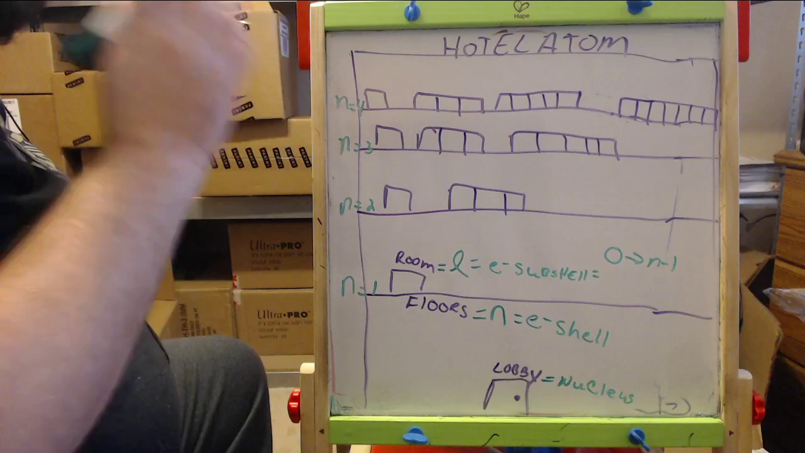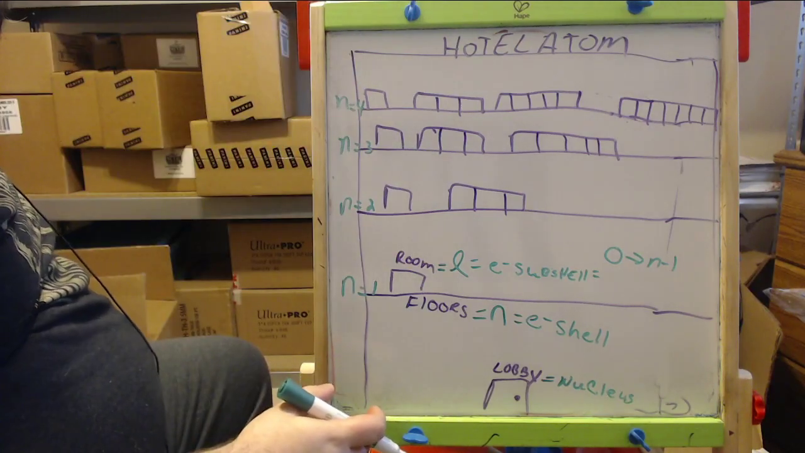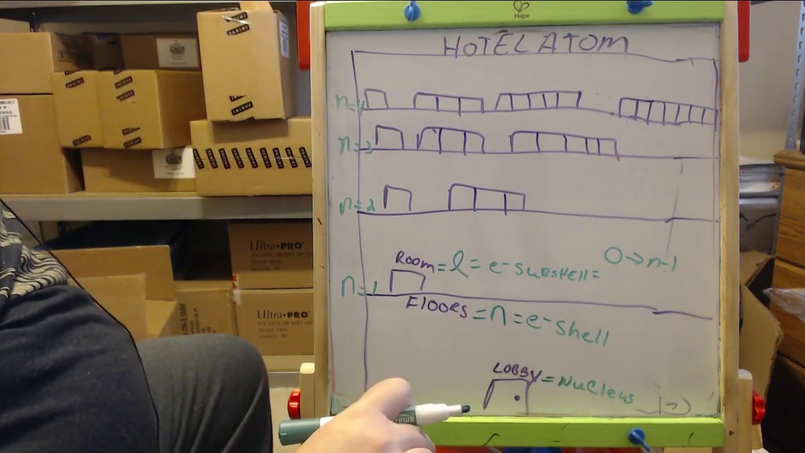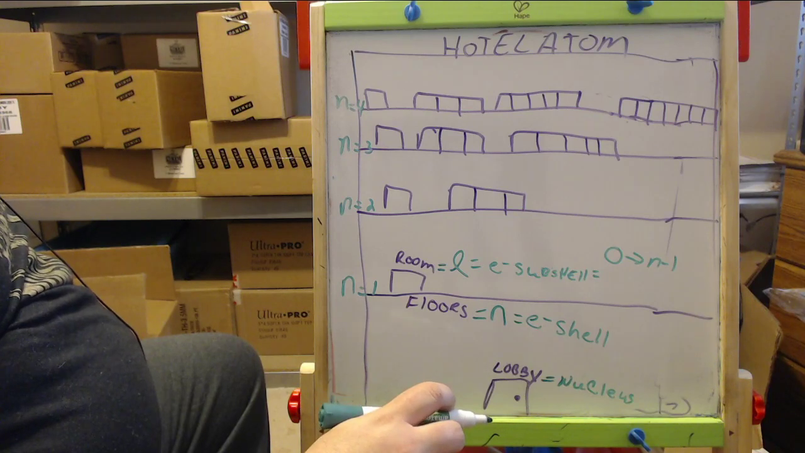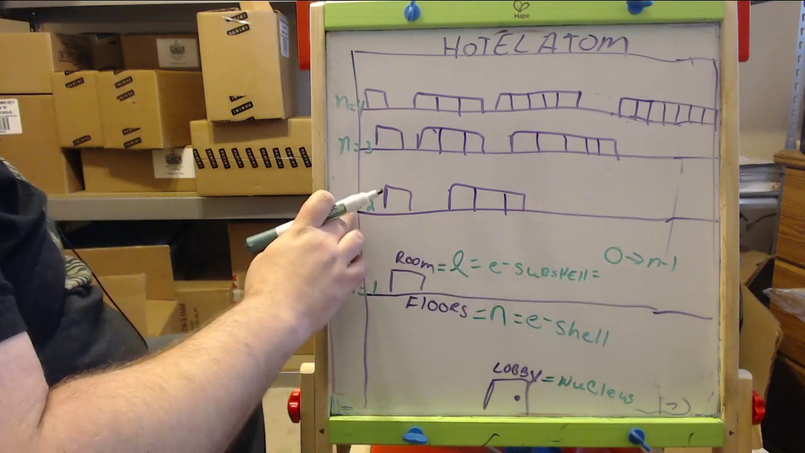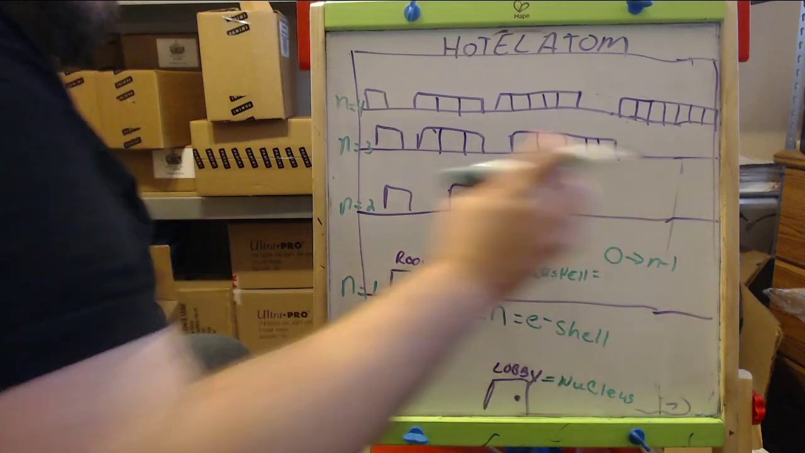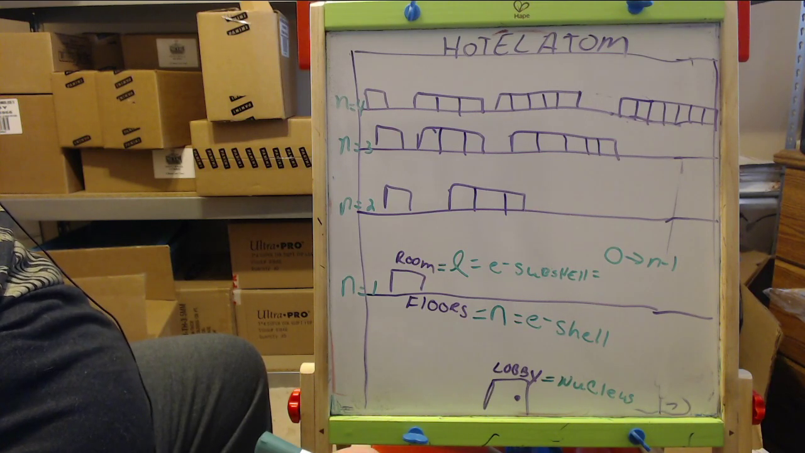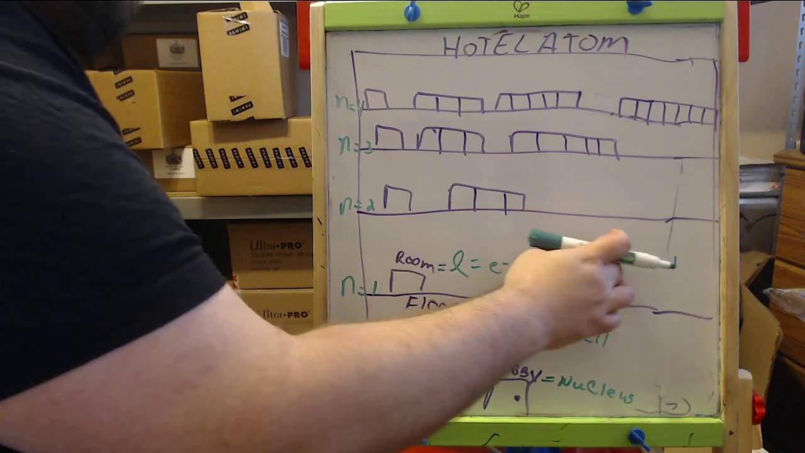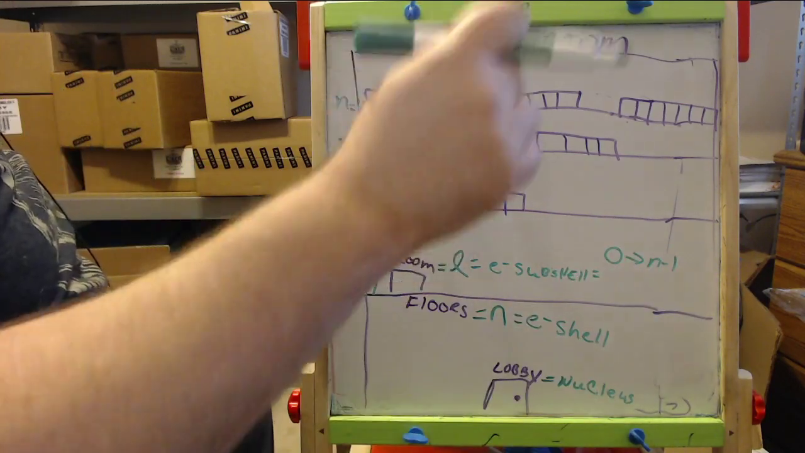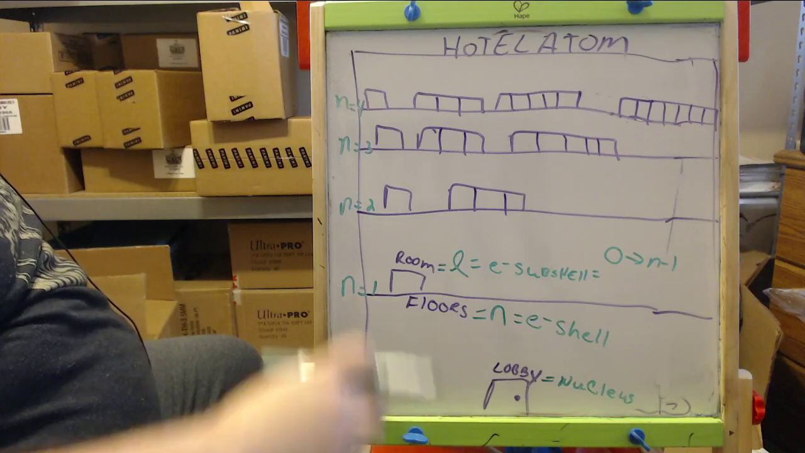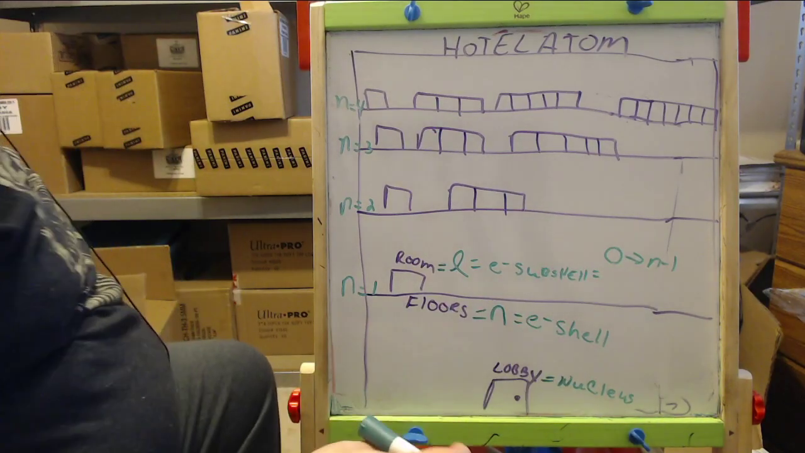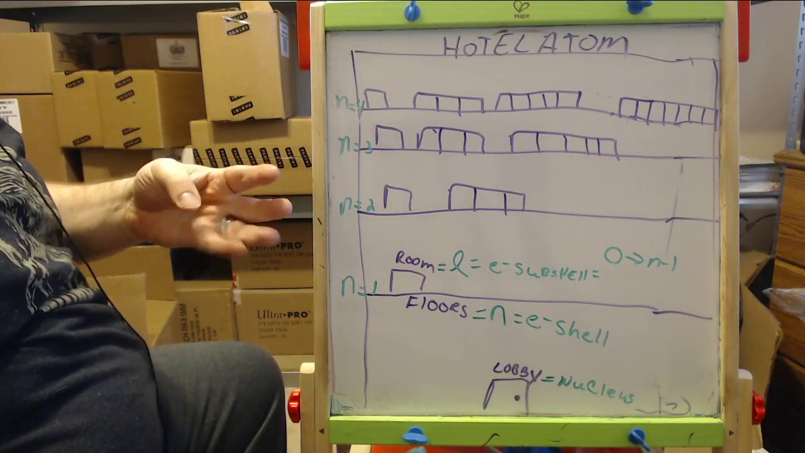So, it's all the positive integers between 0 and n minus 1, including 0. So on floor 1, it would just be 0. On floor 2, 0 and 2 minus 1. On floor 3, it would be 0 up to 3 minus 1. So 0, 1, and 2. N equals 4. 0, and then 4 minus 1 is 3. So 0, 1, 2, and 3.